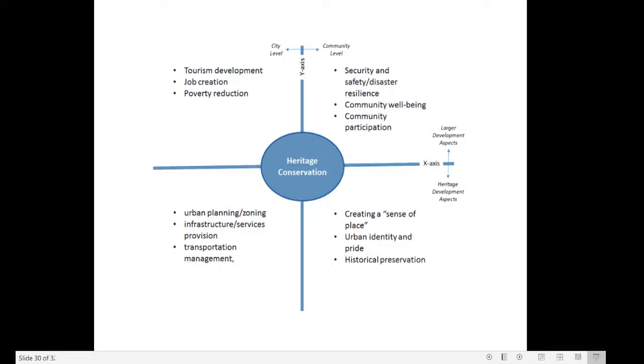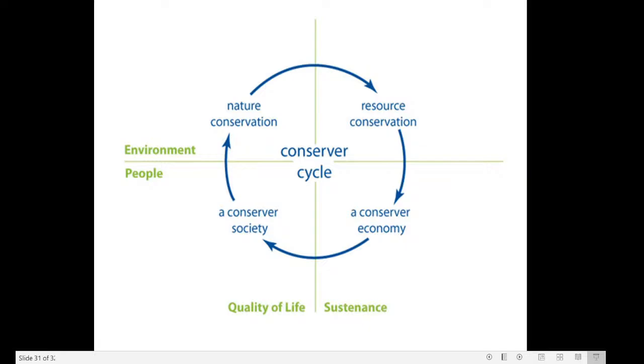Okay, how is heritage conservation done for humans, how can we develop and conserve the environment? It's all about the human. This is all about plants and animals. This is how to conserve the heritages. It's full of our human needs, and it's all about the environment. Nature conservation and resource conservation.